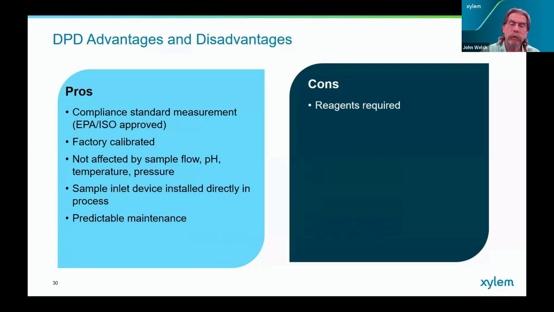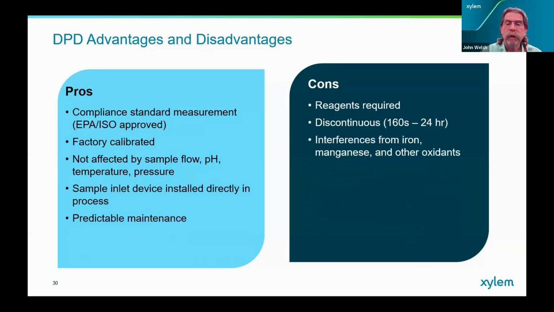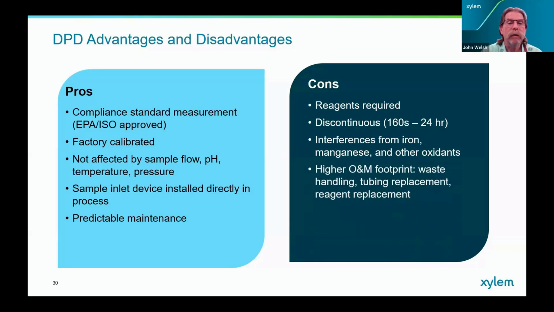Some of the disadvantages: it does require reagents. It is also discontinuous in the sense that it doesn't have a constant output. The minimum cycle time is 160 seconds, and that can be extended out to 24 hours or once a day if you so choose to do that. It is affected to some extent by iron, manganese, and other oxidants if these are present in the sample. It will have a slightly higher operational and maintenance footprint because of waste handling, tubing replacement, and reagent replacement.